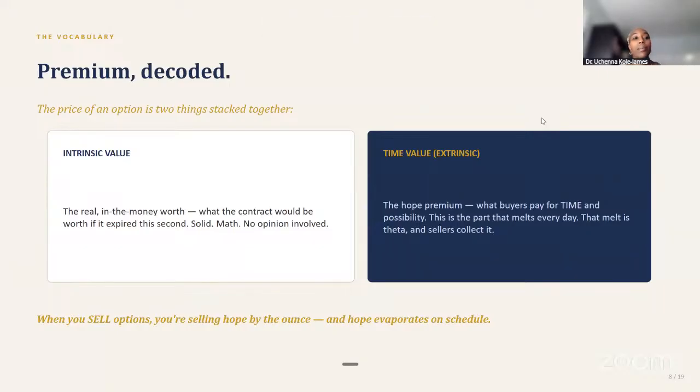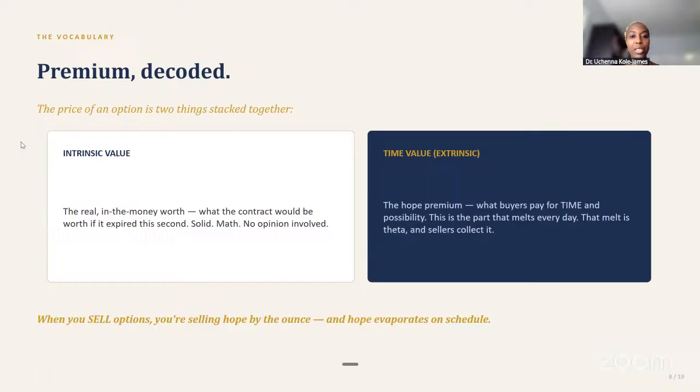All right. So what else? Premium decoded. The price in the option is two things stacked together. So what is our option price? That's our ask price, right? You have the intrinsic value, the real in-the-money worth of the option, what the contract would be worth if it expired this second, and you have the extrinsic value. That's like your hope premium, what buyers pay for time, possibility, the part that melts away every day. That's the theta. And the sellers, they collect that. Okay. So that's basically what makes up the option price.